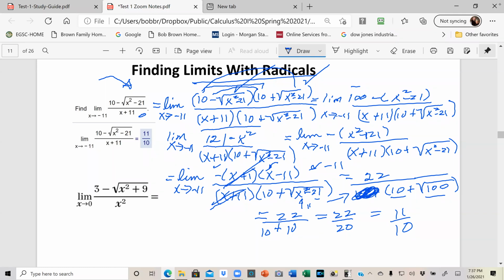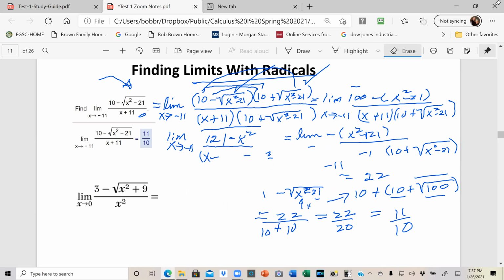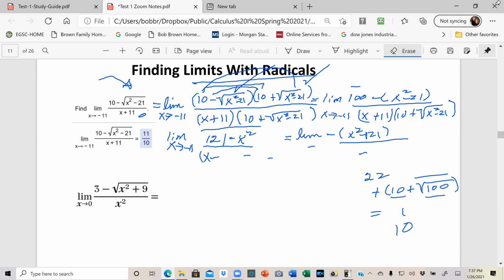Now, I want to erase some of this so I can have some room to work the next problem. I wish there were a button to just erase the entire thing. One way is to just load the file again and it'll be clean. Okay, I think I've got enough room to work. The next one is not going to be as involved. Use the same techniques. We've got a radical here.